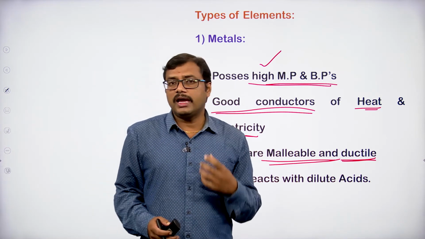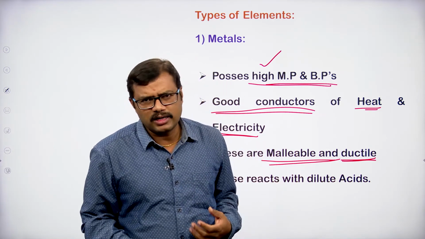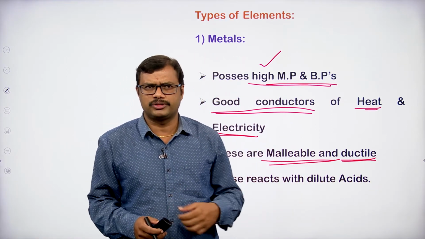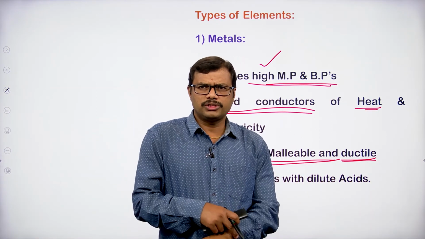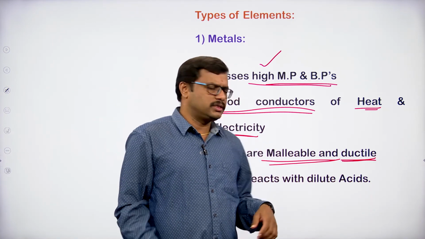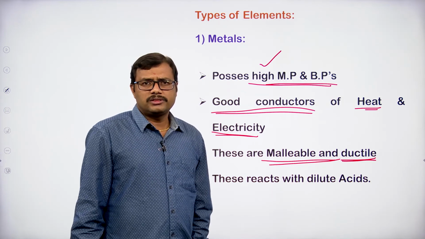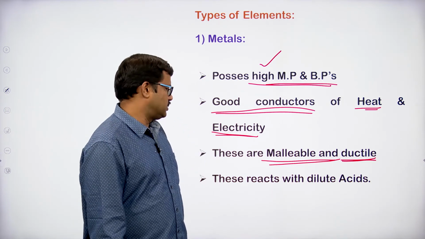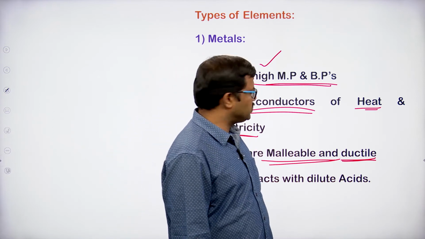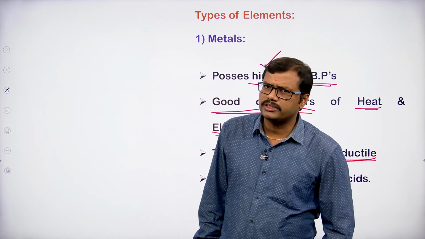The metals will react with the acids. When metals react with acids, hydrogen gas is released most of the time. In most cases, when metals react with acids, hydrogen gas is released.